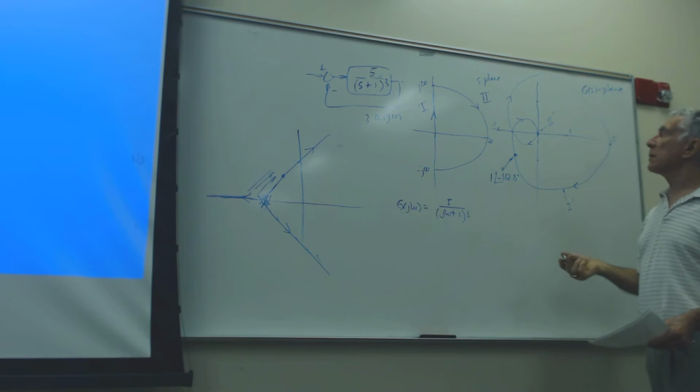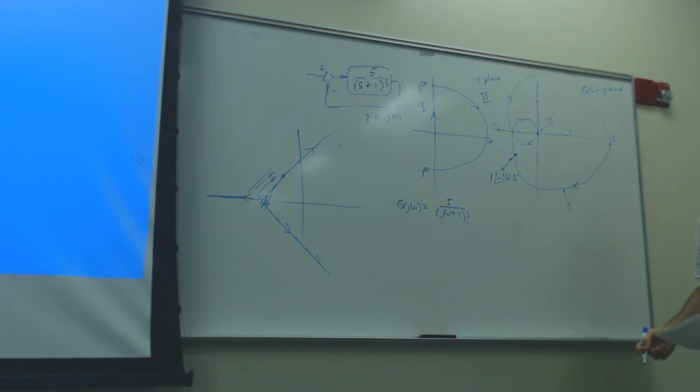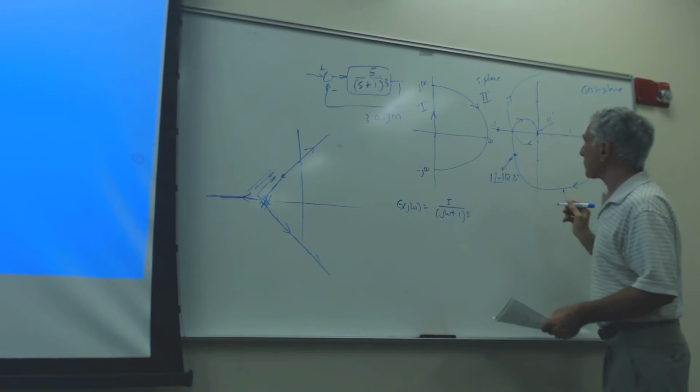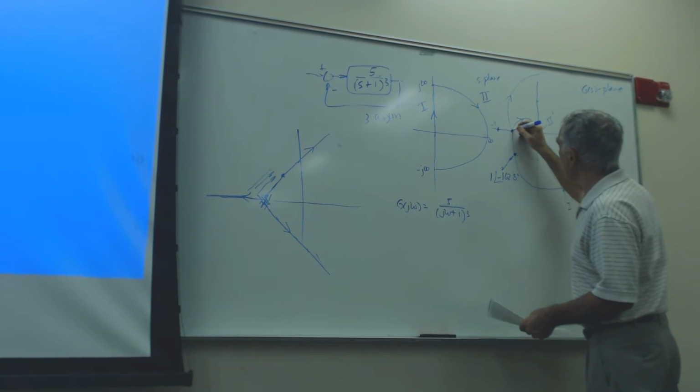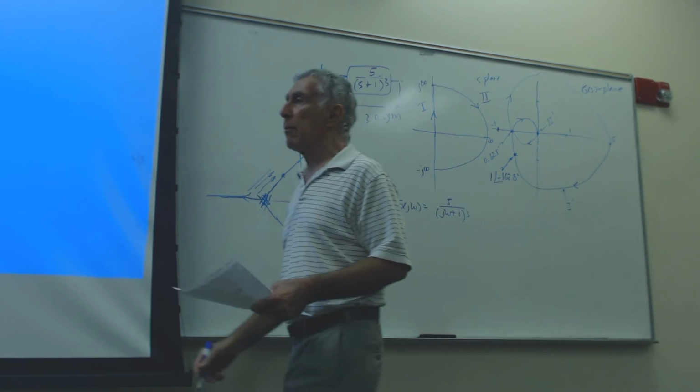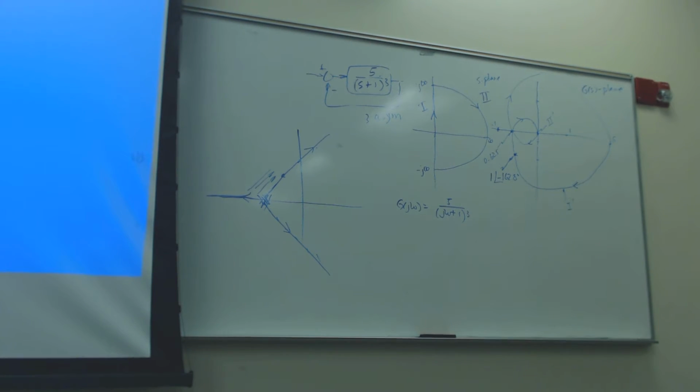Is this system stable, marginally stable, or unstable? It's marginally stable because it passes through minus 1. No, minus 1 is right here. This point right here is 0.625, negative. So it's stable.